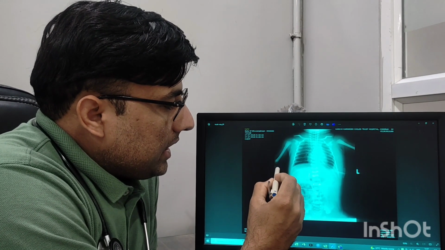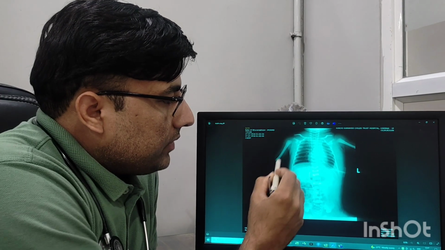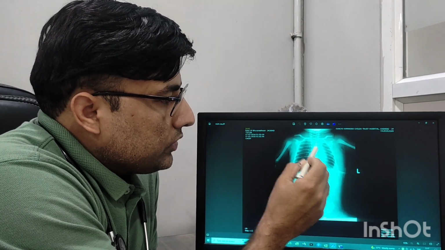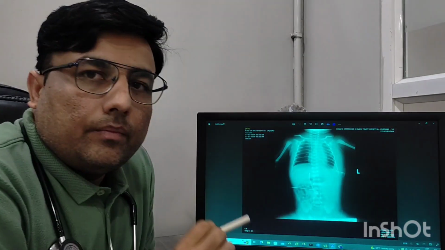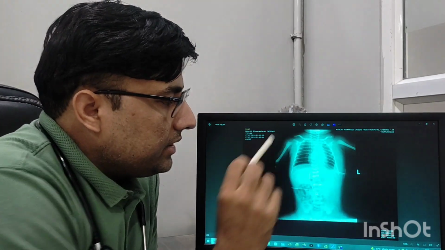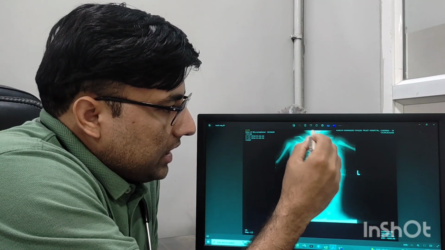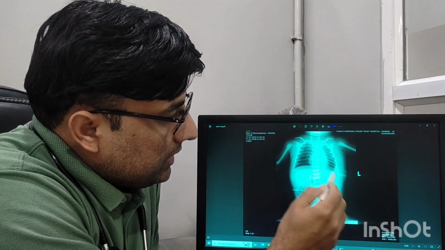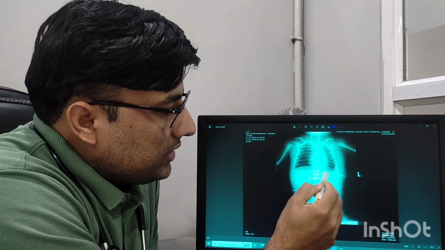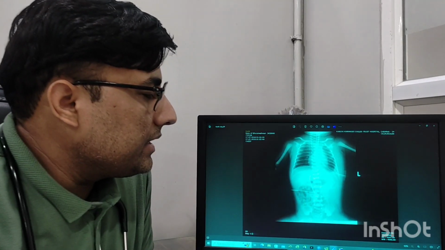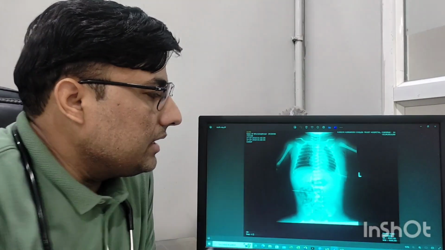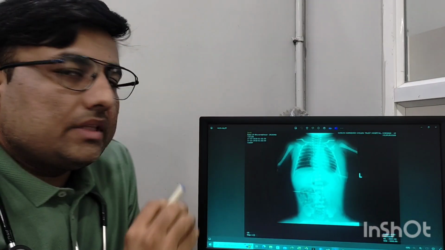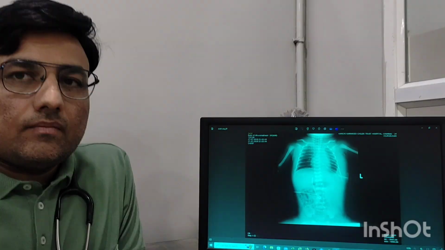Then the PICC line. Sometimes we put a PICC line from the upper limb. The tip should be between T3 to T6. Okay, T3 to T6. And sometimes we can also see a feeding tube, usually going into the stomach bubble, the stomach shadow. So these are the different lines and tubings we have to see in the X-ray.